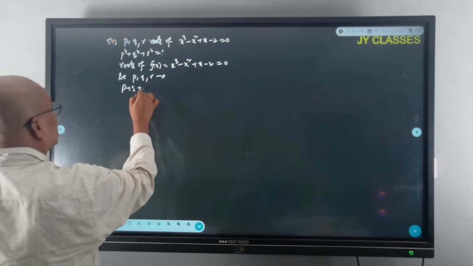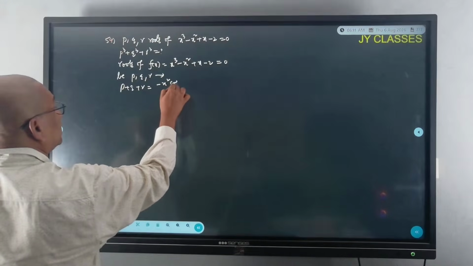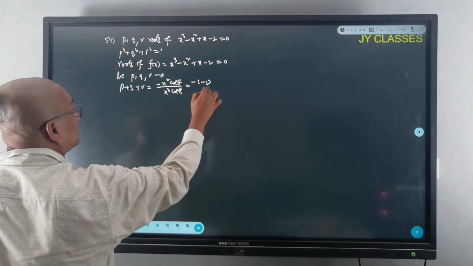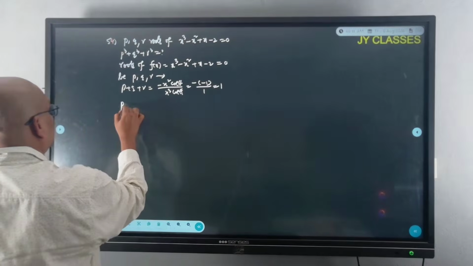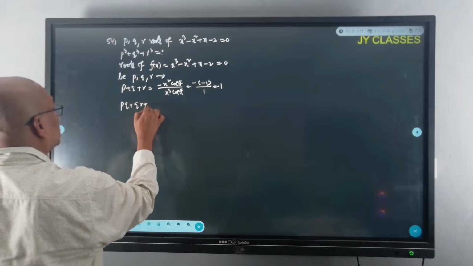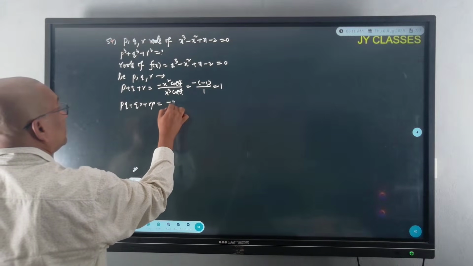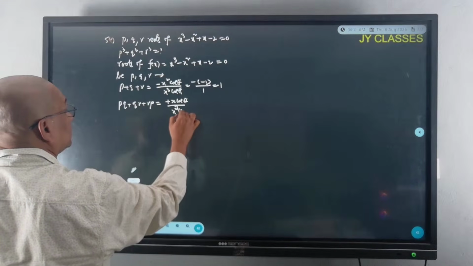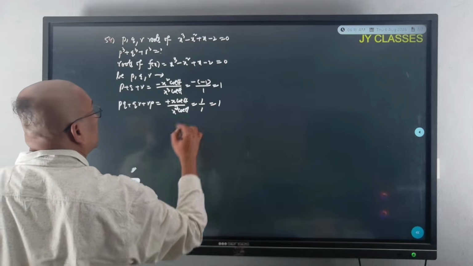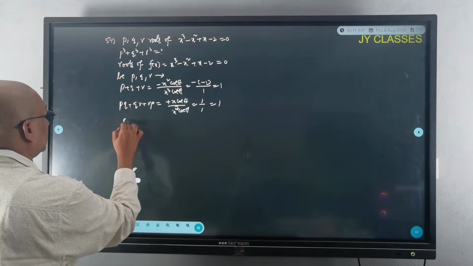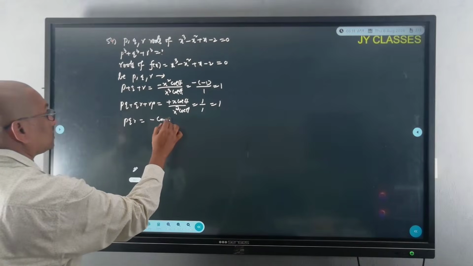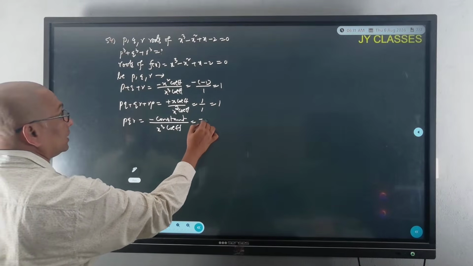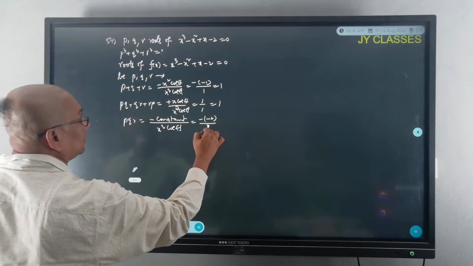You know, p plus q plus r is equal to minus x square coefficient by x cube coefficient, that is equal to minus of minus 1 by 1, which is 1. Next, pq plus qr plus rp is equal to x coefficient by x cube coefficient, 1 by 1, which is 1. Now pqr is equal to minus constant by x cube coefficient, minus of minus 2 by 1, which is equal to 2.